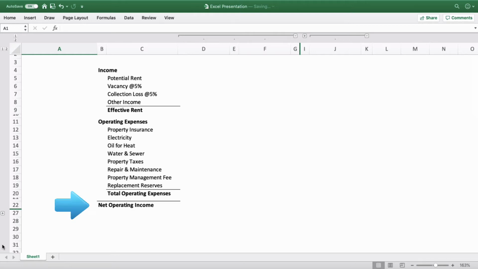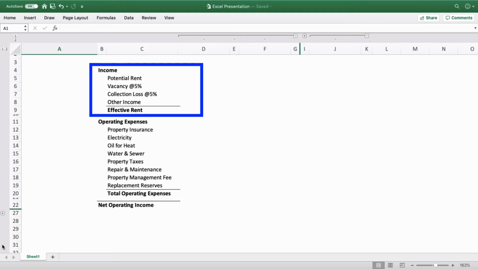So in an earlier video, we talked about net operating income, and you can see that here at the bottom. The calculation to get net operating income is income minus operating expenses. Now that was very rudimentary. Your professional investors are going to break those up into more minute categories, and you can see some of them here. Under income, we have potential rent, vacancy, collection loss, other income, and effective rent. If you don't know what these things are, I have other videos that show you exactly what they are. You'll learn more about that soon.